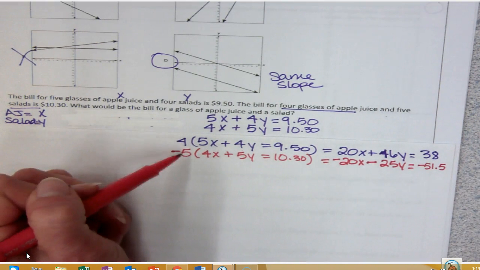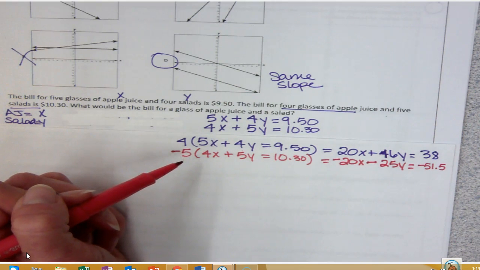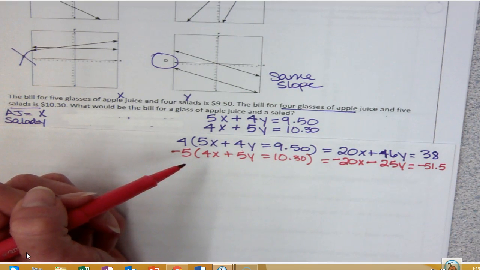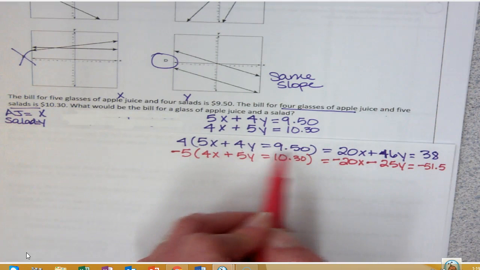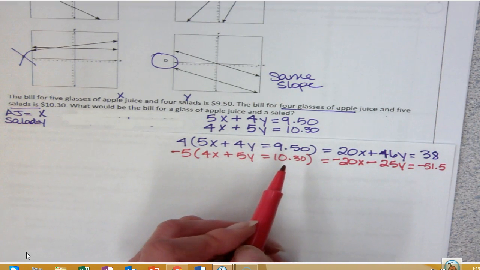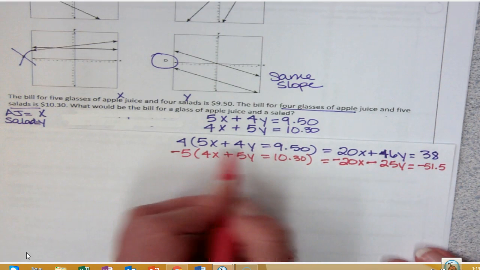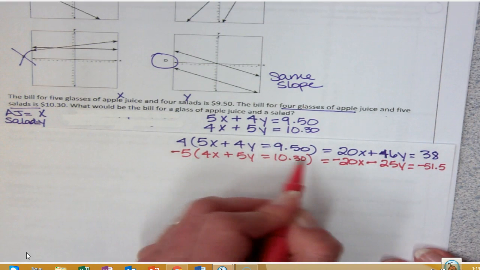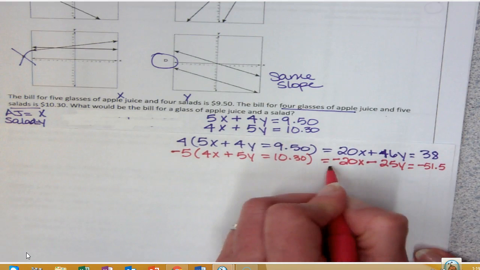So the reason I can multiply this by any random number is I'm not changing the integrity of the equation as long as I multiply everything in the equation by the same number. The ratio of the equation stays the same. We can do this. We can multiply everything in the equation by the same number.